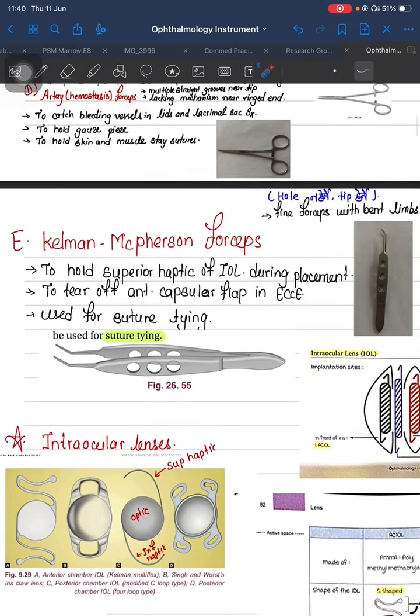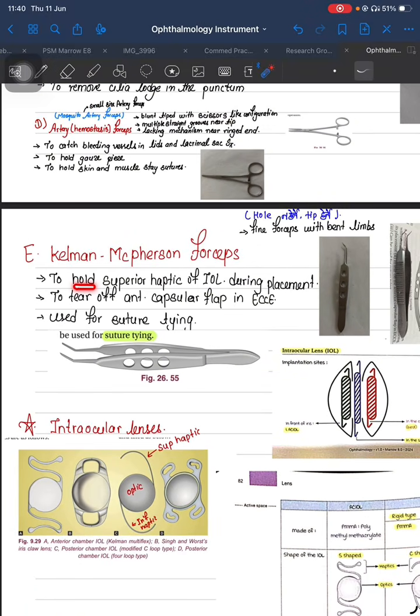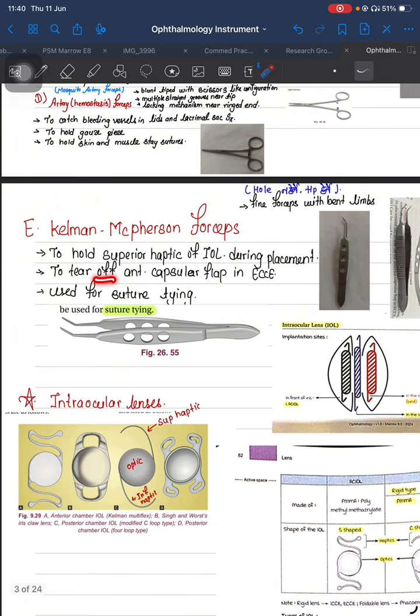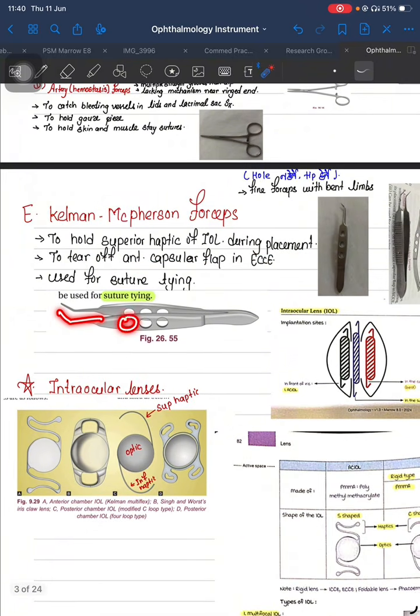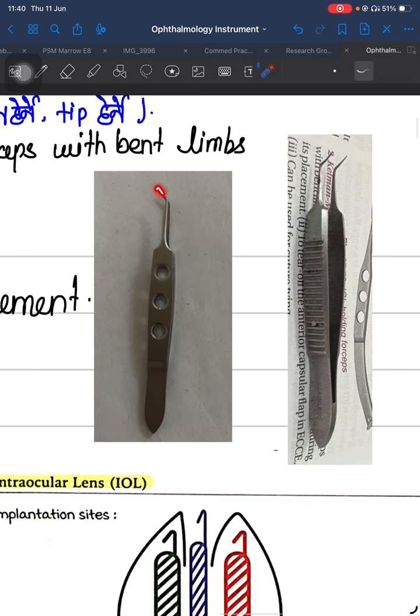So, what are the uses? It is mainly used to hold the superior haptic of the intraocular lens during placement, and it is also used to tear the anterior capsule during extracapsular cataract extraction, and also it is used for suture tying. So, this one is the Kelman-McPherson forceps. Don't look at the whole, just look at the blunt tip. The blunt tip indicates the Kelman-McPherson forceps.